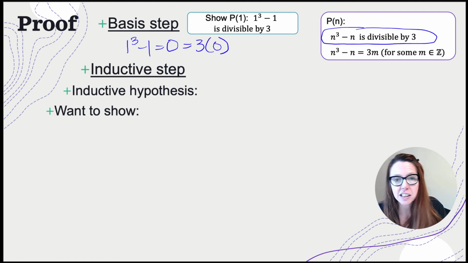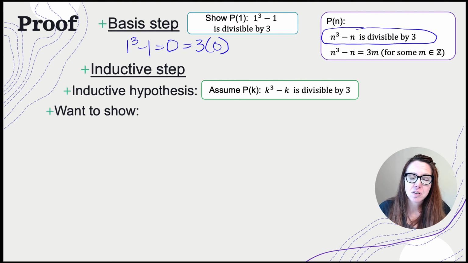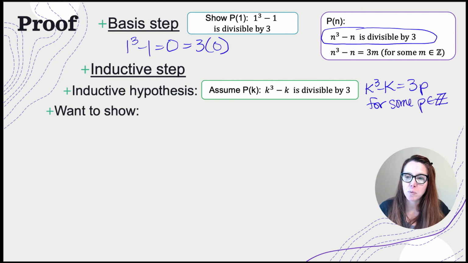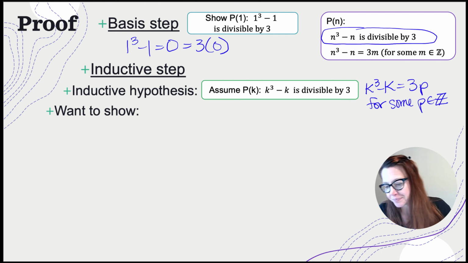Okay, so what's our inductive step? First, we have to assume an inductive hypothesis. Our assumption is that P of k is true, that k cubed minus k is divisible by 3. Another way that we can think about that is that k cubed minus k is equal to 3p for some integer p. We don't know what it is, and we don't care, but we know that if it's divisible by 3, then I can find an integer such that k cubed minus k is equal to 3p.